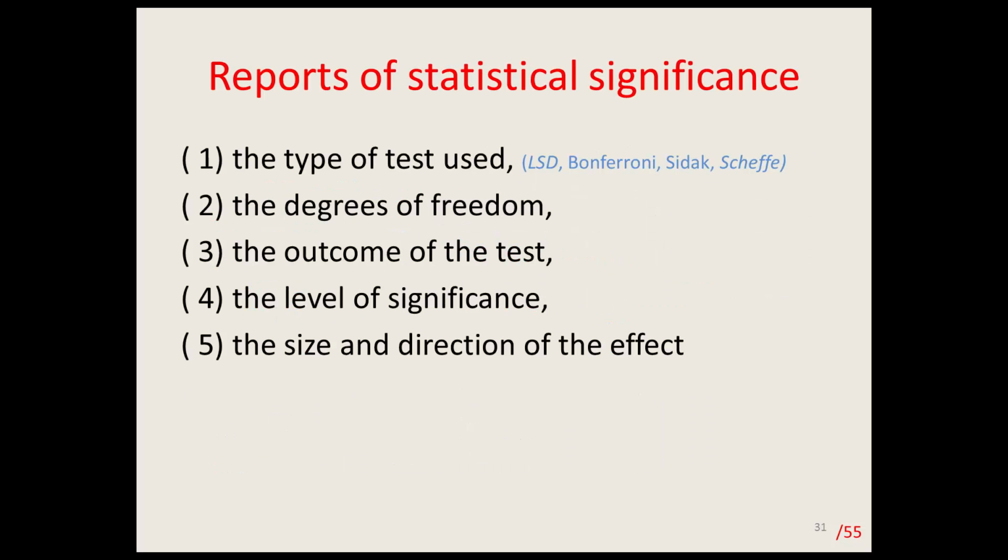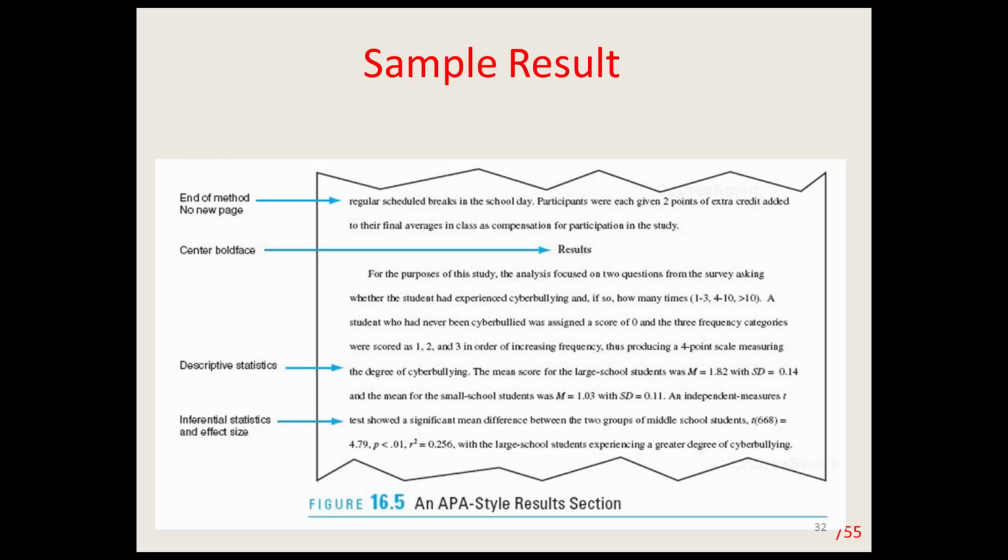When you're reporting your results and you mention that you, for example, used a t-test or an ANOVA or regression, you also have to include the statistical significance of your test, including the type of test used, the degrees of freedom, and also the outcome of the test. This is a sample results section. As you see, it comes right after the methodology, but it's not on a separate page. And you may also use any pictures or graphs in your results section.